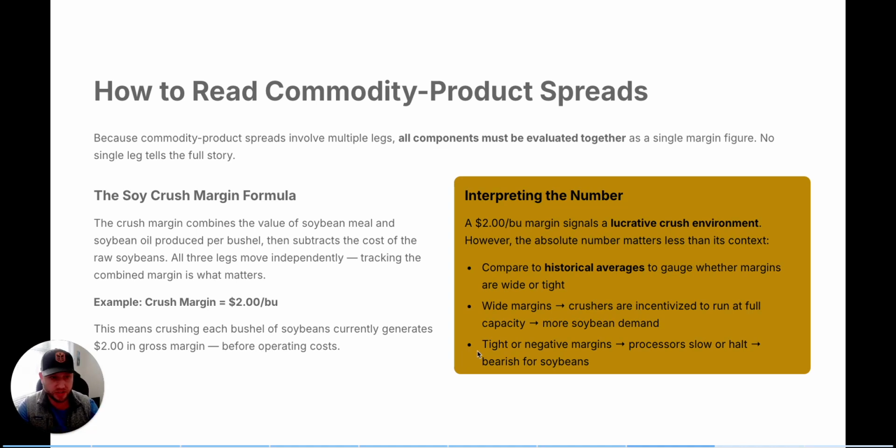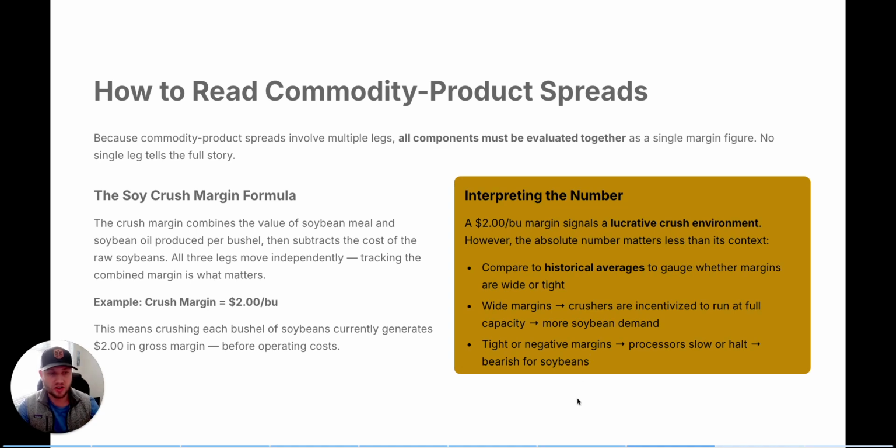That's whether we want to gauge if the margins are tight or wide, which is better, right? Wide margins will incentivize crushers to really push and increase their crush. If they're increasing their crush because the margins are there, that means more demand on the input, in this case soybeans, but they're also going to be producing more of the output, which is meal and oil. And just like the last one, if you have wide margins, everyone's going to move in and try to maximize those margins to the point that it compresses back down to the norm, back to a market equilibrium.